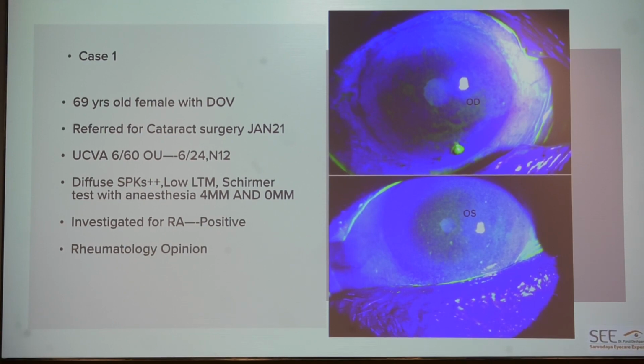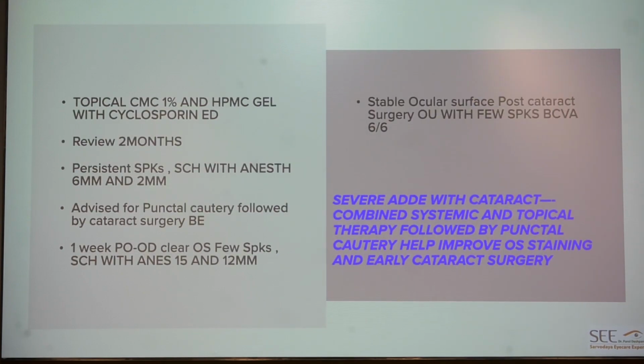Now, she was on topical CMC and the cyclosporine eye drops, and we continued to review her, and at the end of 2 months, we still had the patient having persistent SPKs. Her Schirmer's had improved to 6 millimeter and 2 millimeter in both the eyes from 4 and 0 millimeter. So at this point of time, when we wanted to visually rehabilitate her, we decided to go ahead with punctal cautery of all punctae.